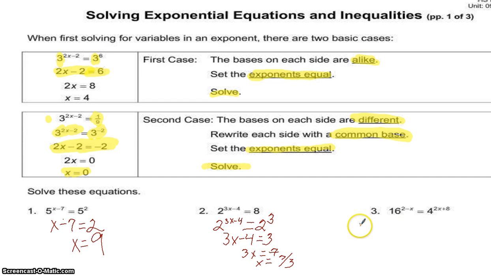Okay, now I want to do the same thing with number 3. I need to change my base to be a 4. So how can I change 16 into a 4? That's correct. That would be 4 to the second power. Well, I still have to deal with my 2 minus x, which is equal to 4 to the 2x plus 8, correct? So now I'm going to take my bases and set them equal to each other.